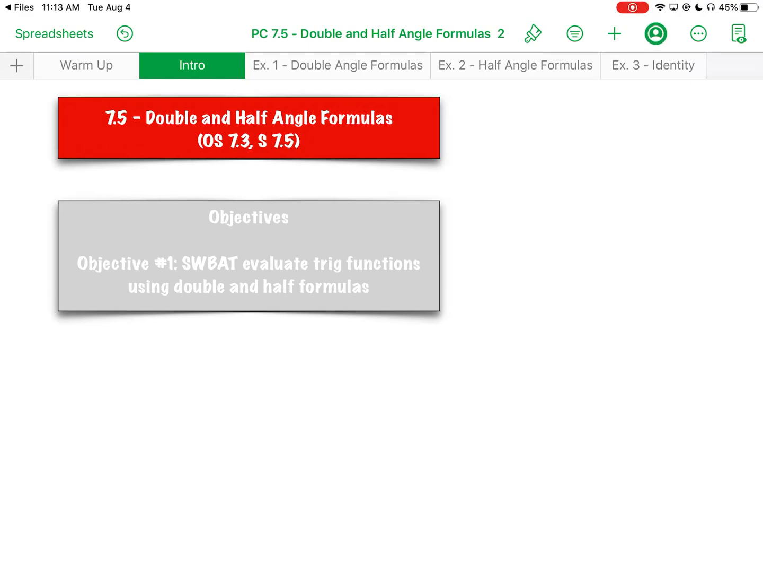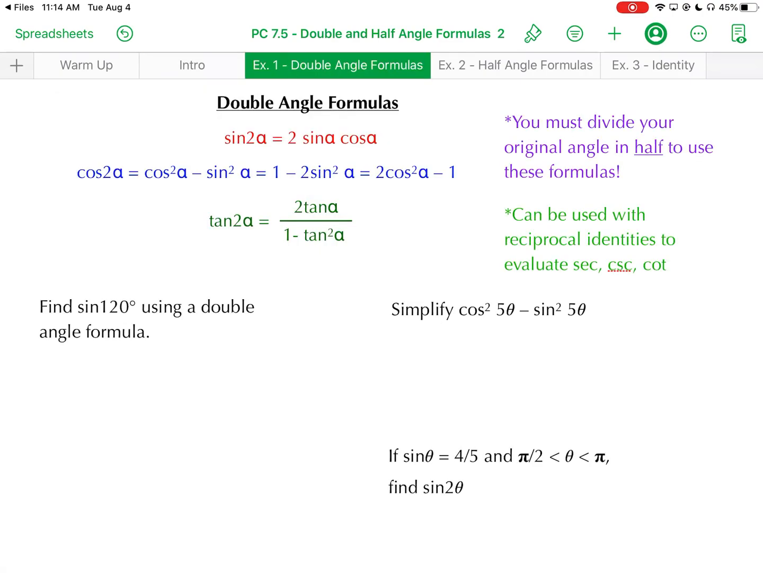What's up, everyone? We're here in section 7.5 looking at utilizing double and half angle formulas to evaluate trig functions. So let's start with the double angle formulas first. I have formulas for sine, cosine, and tangent all on your screen. And of course, they can be utilized with reciprocal identities to also evaluate for secant, cosecant, and cotangent as well.